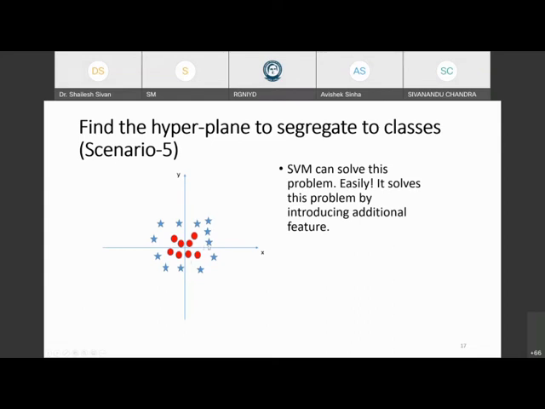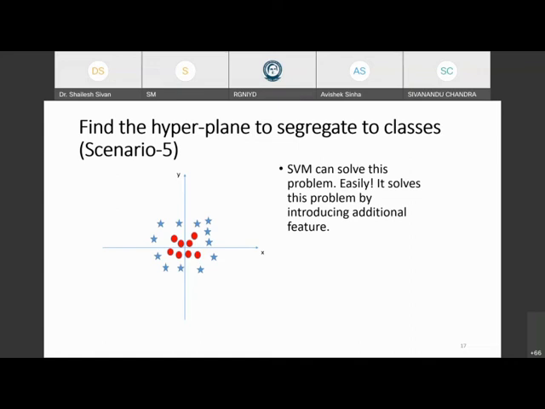Because if the data is distributed like this, we will not be able to find a hyperplane, right? Is it possible to find a line here? Is it possible to find a hyperplane here? So what we will do is apply a particular method called the kernel trick.